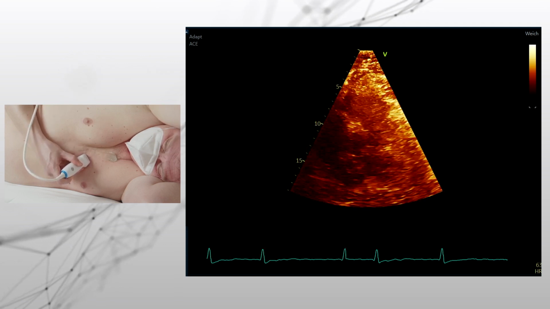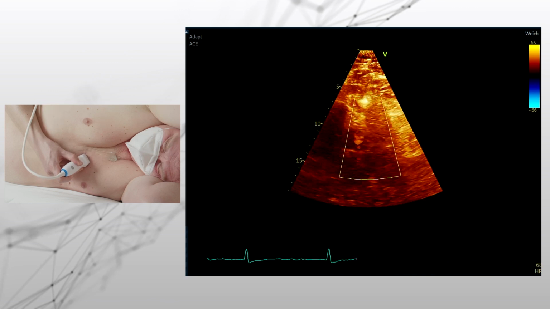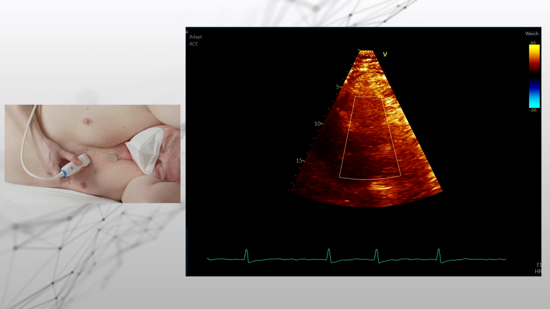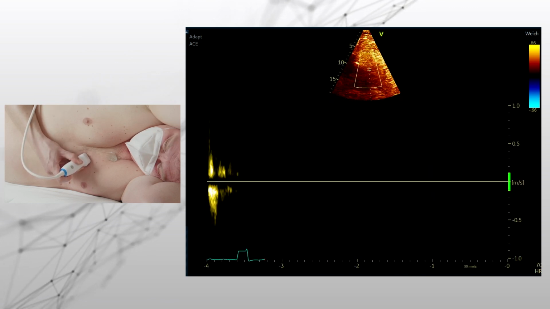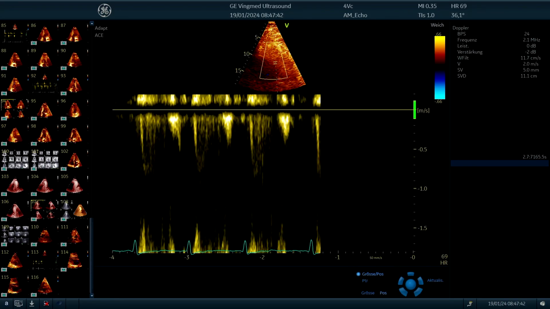For another atypical view, we have to rotate the transducer a little bit more towards the left side of the patient and tilt the transducer upwards to see the pulmonic trunk again. And here we do see the pulmonic trunk, and we also can activate the pulsed wave Doppler to measure.